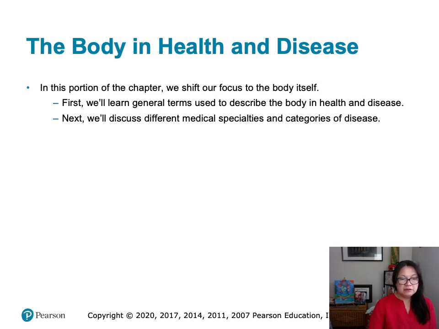So far, we've spent most of Chapter 1 learning about word parts and how knowledge of these parts can help us build and analyze medical words. Now we're going to shift our focus to the body itself. We'll start by learning terms used to describe the body in health and disease. These terms are general rather than specific to certain body parts or body systems. After that, we'll discuss different medical specialties and categories of disease. Once again, we'll look at these topics from a broad perspective rather than focusing on any one body system.